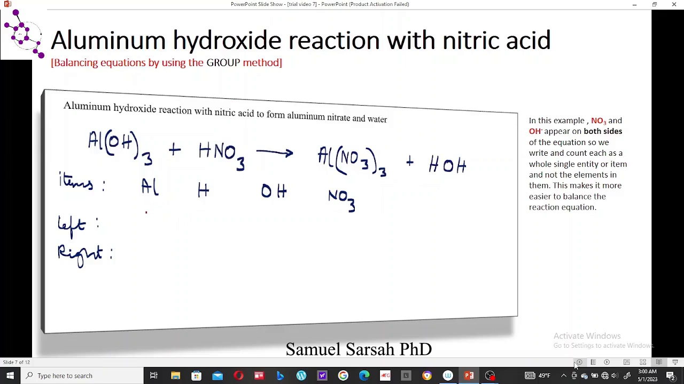So at the left side we have only one aluminum, one hydrogen, and the OH we have 3, and then the NO3s, we have only one, that is this whole thing.